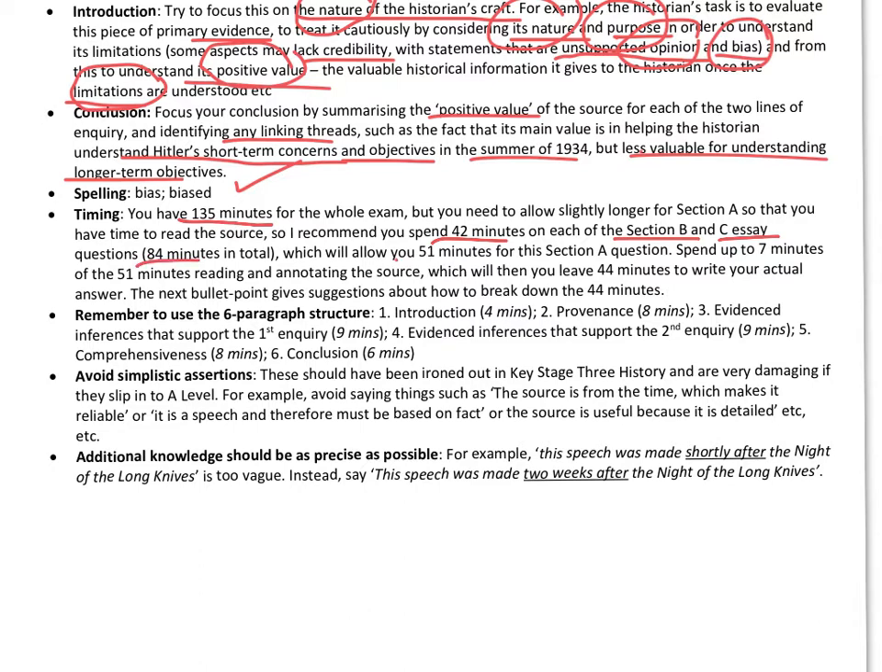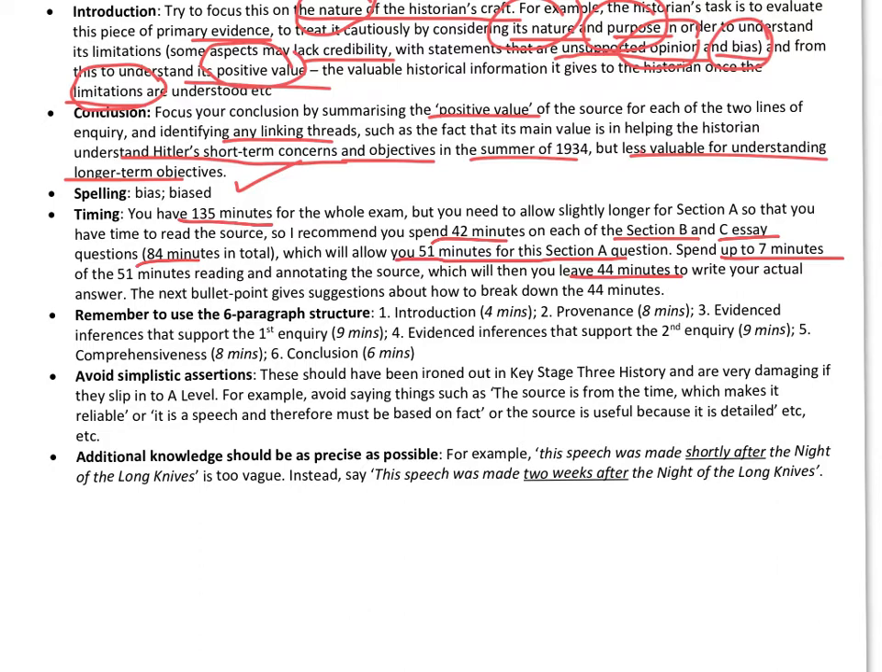That gives you 51 minutes for section A, slightly longer. And I would say of that 51 minutes, spend about 7 minutes reading and annotating the source, the bit I did earlier. Okay, so 51 minutes, take off 7, that then gives you 44 minutes to write your actual answer. And then when it comes to using that 44 minutes, you've got to be really, really well disciplined.